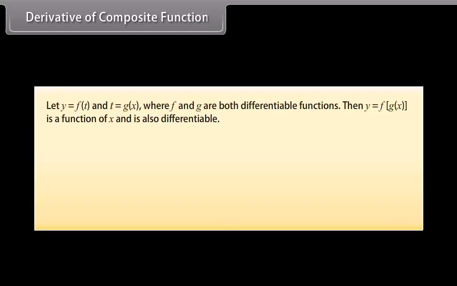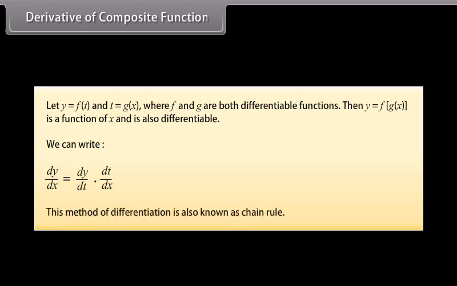Derivative of composite function. Let y is equal to f of t and t is equal to g of x, where f and g are both differentiable functions. Then y is equal to f of g of x is a function of x and is also differentiable. We can write d by dx of y is equal to d by dt of y into d by dx of t. This method of differentiation is also known as chain rule.